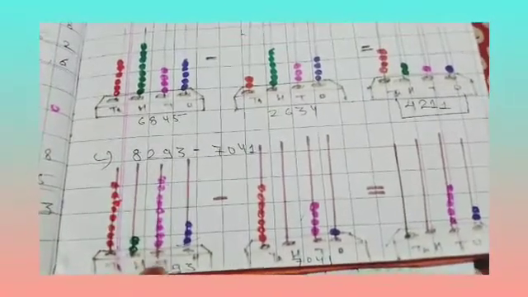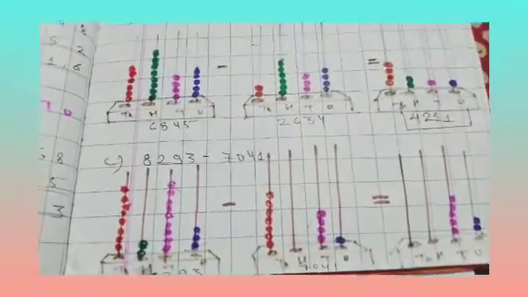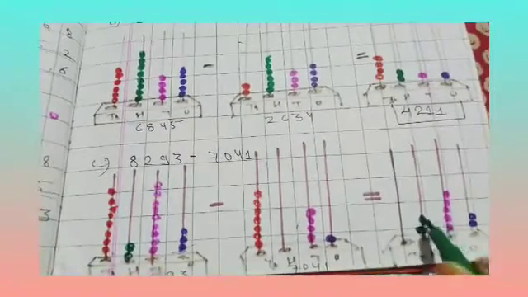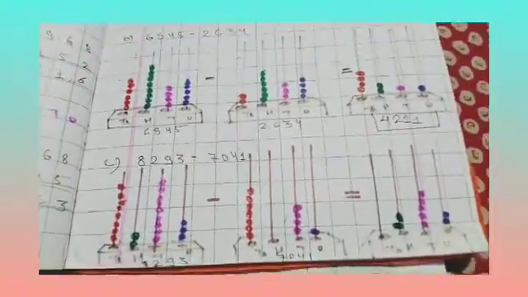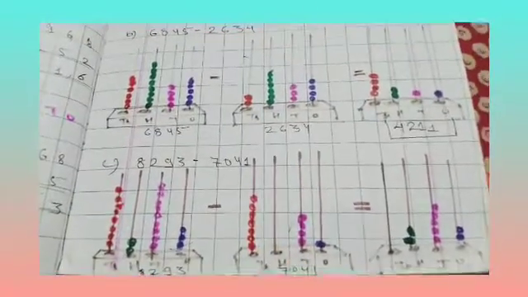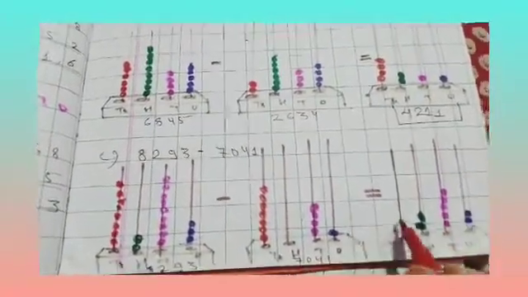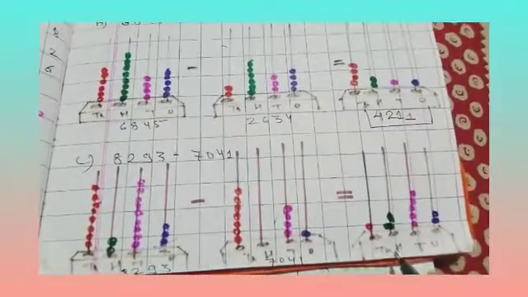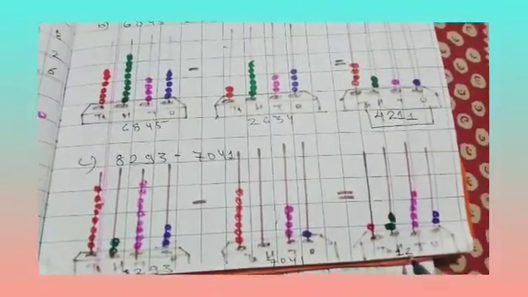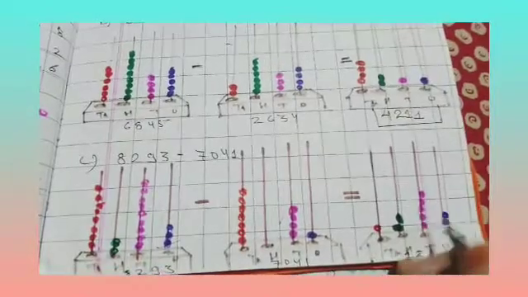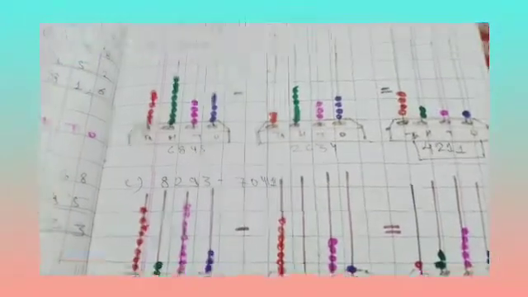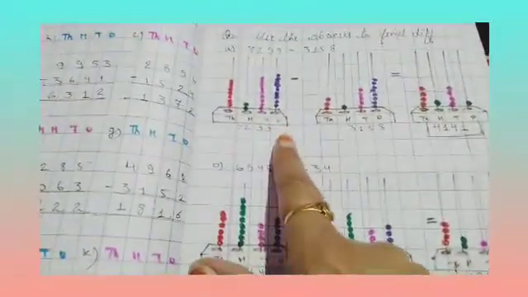Okay children. Now at the hundred place 2 is there and 0 is there. So we will place 2 beads. Okay, if we subtract 0 from 2, then 2 will be there. Now at the thousand place 8 is there and 7 is there. So how many beads are there? 1. So we will place 1 bead. So our answer is 1252. 1252 is our answer. Okay children, so we have done part A, we have done part B, we have done part C.